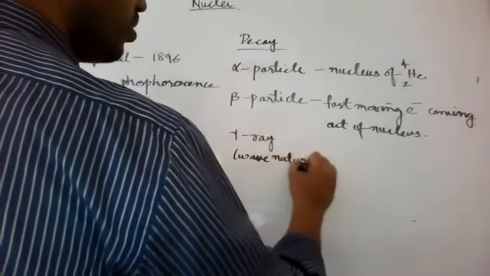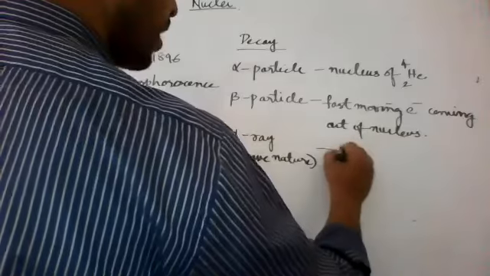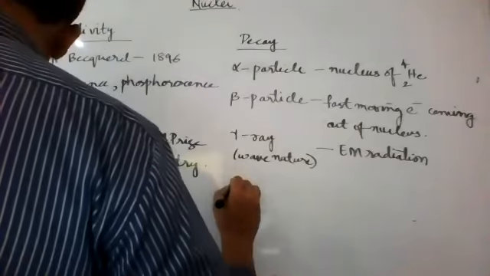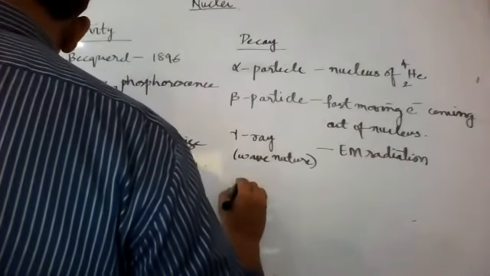Gamma ray is a wave nature. So what is that? It is an electromagnetic radiation. Now, what happens in alpha decay? In alpha decay, it emits He 2 4.